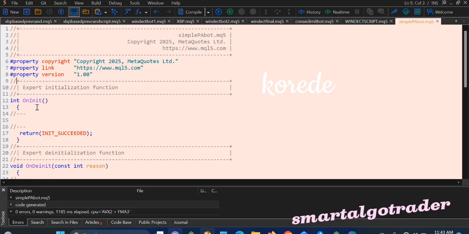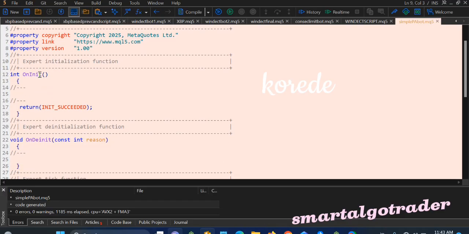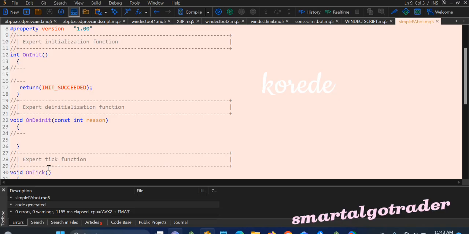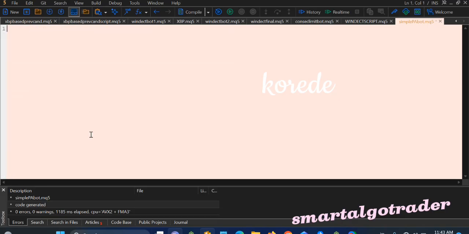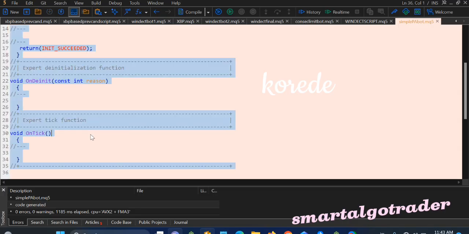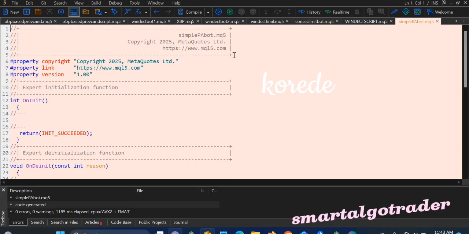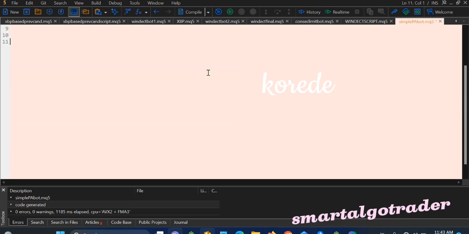Okay, I think I made a video on the importance of the initialization function and the tick function as well. So we are going to work on them, but let me just go straight to what I want to do here. Firstly, let me start from the simple PA body.